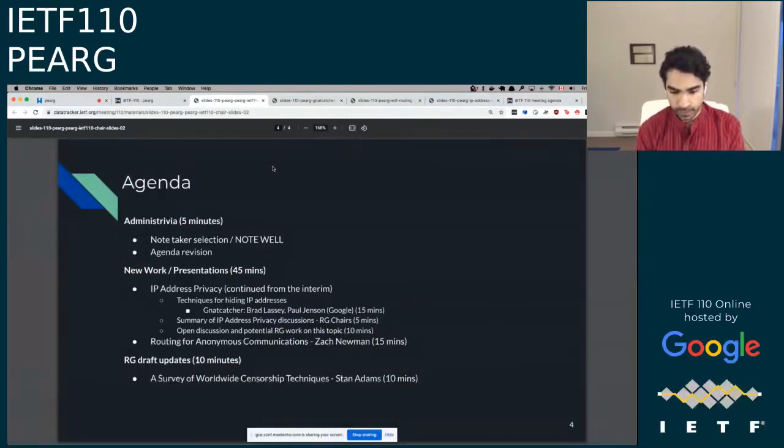And we did have an interim on IP address privacy in January that Chris will be giving an overview of. But we do have Brad Lassie and Paul Jensen talking about NatCatcher, which was a talk that was presented at the IP address privacy interim, but we didn't have enough time for that. So this is the full talk. And we'll have some discussion time to talk about that interim and what themes emerge and what the potential work is around that. And we will also have a talk by Zach Newman, who will be talking about their work on using overlay routing for improving performance for anonymous communication systems, specifically Tor, which should be interesting. And then, like I mentioned, Stan Adams will be giving an update on the censorship techniques draft.